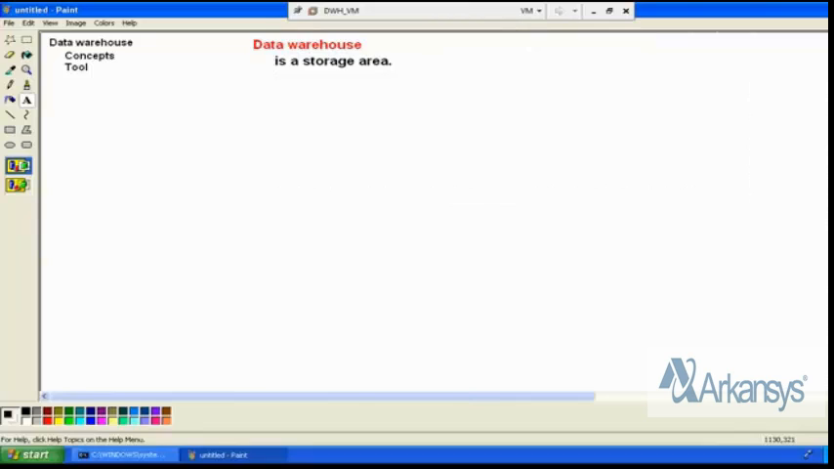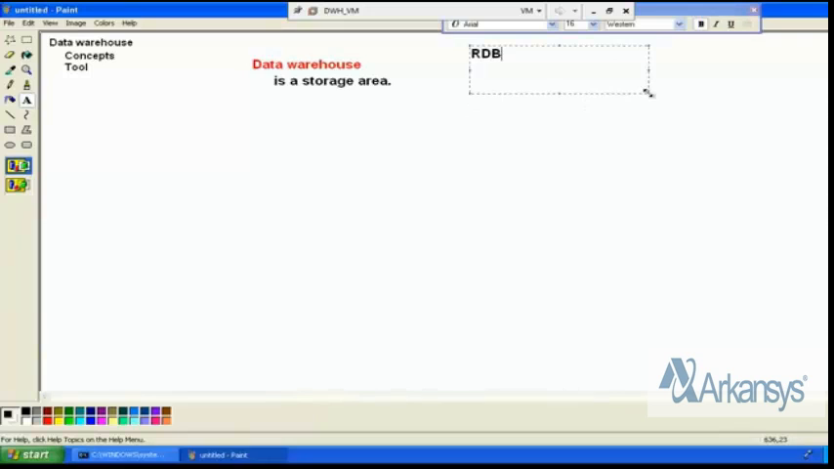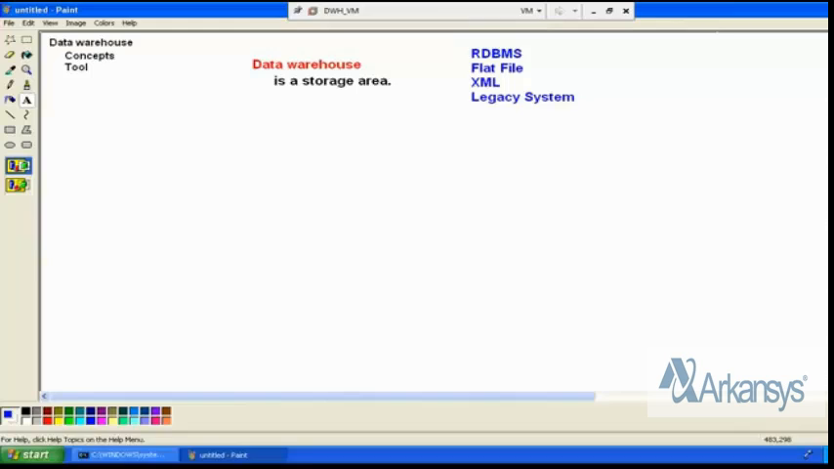So what type of storage area can we call a data warehouse? Something called a database, maybe like an RDBMS system, or it can be a flat file, or it can be an XML, or it can be a legacy system. Any one of these storages can be called a data warehouse. So a data warehouse is a storage area.